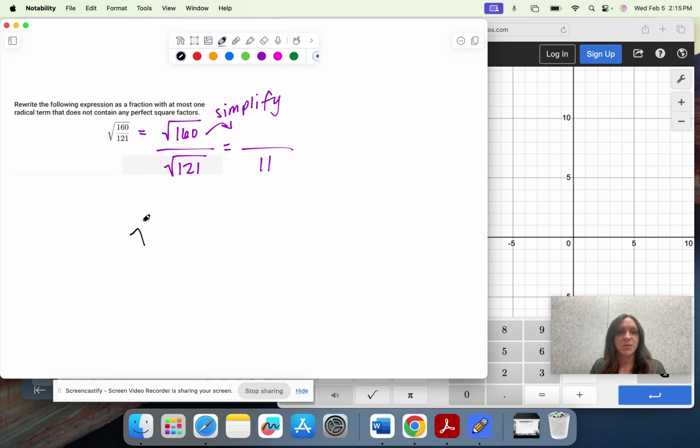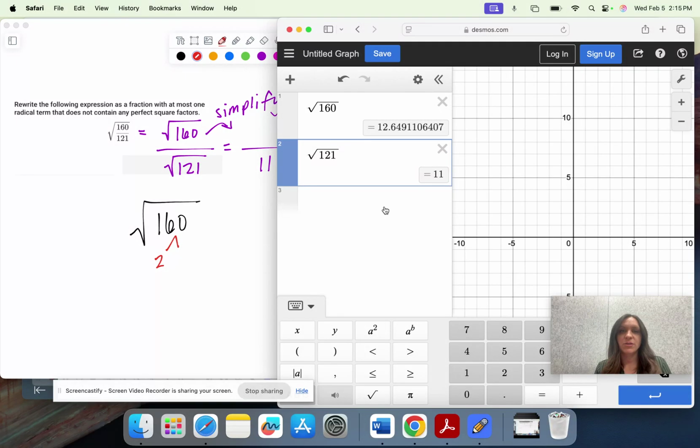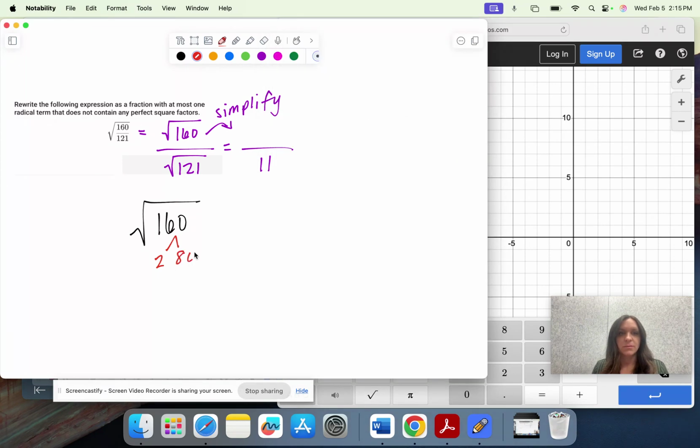Okay, so let's start with 160. And I'm going to just make that factor tree so we can see our perfect squares. So 160 divided by 2 is 80. And then keep going. 80 divided by 2 is 40. You can use a calculator if you need to. 40 divided by 2 is 20. 20 divided by 2 is 10. Wow, 10 divided by 2 is 5.